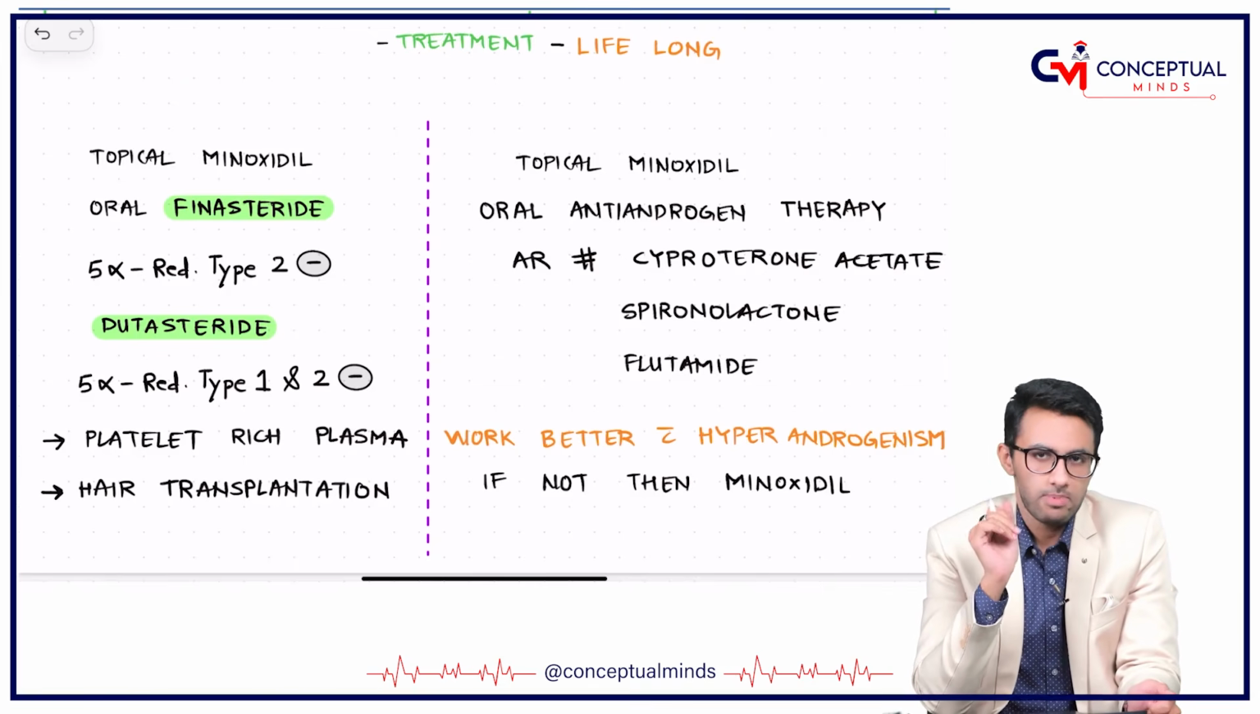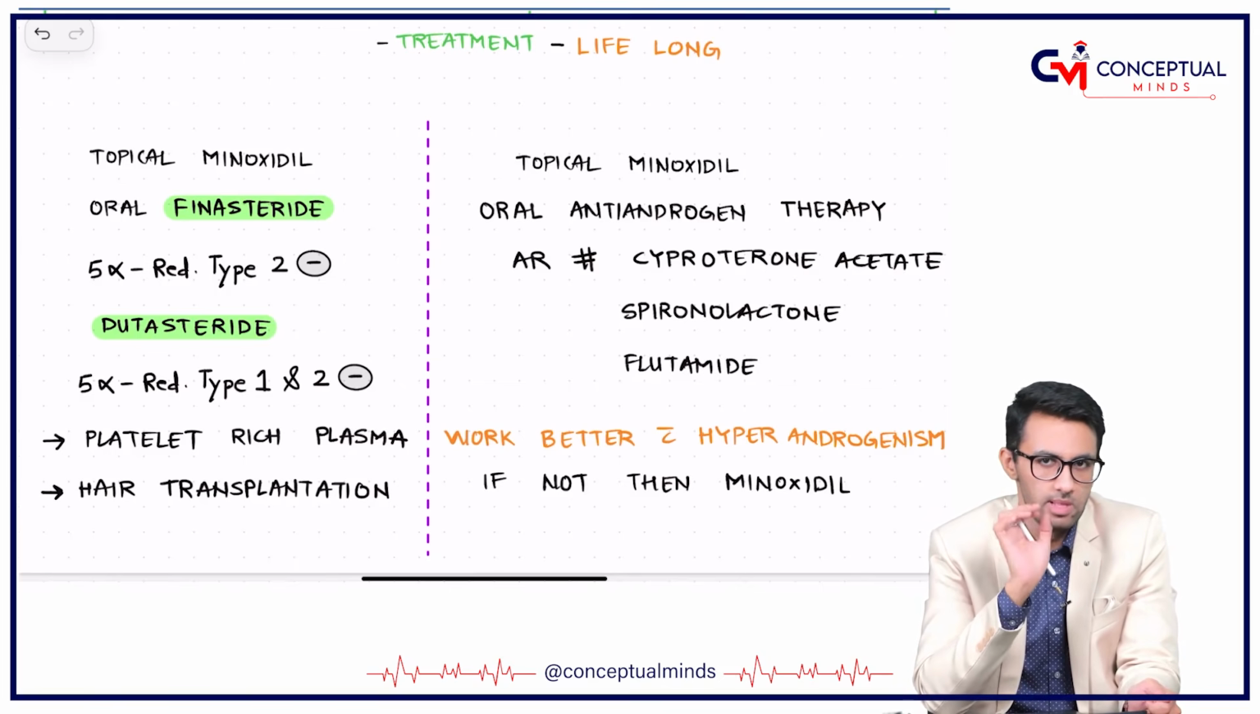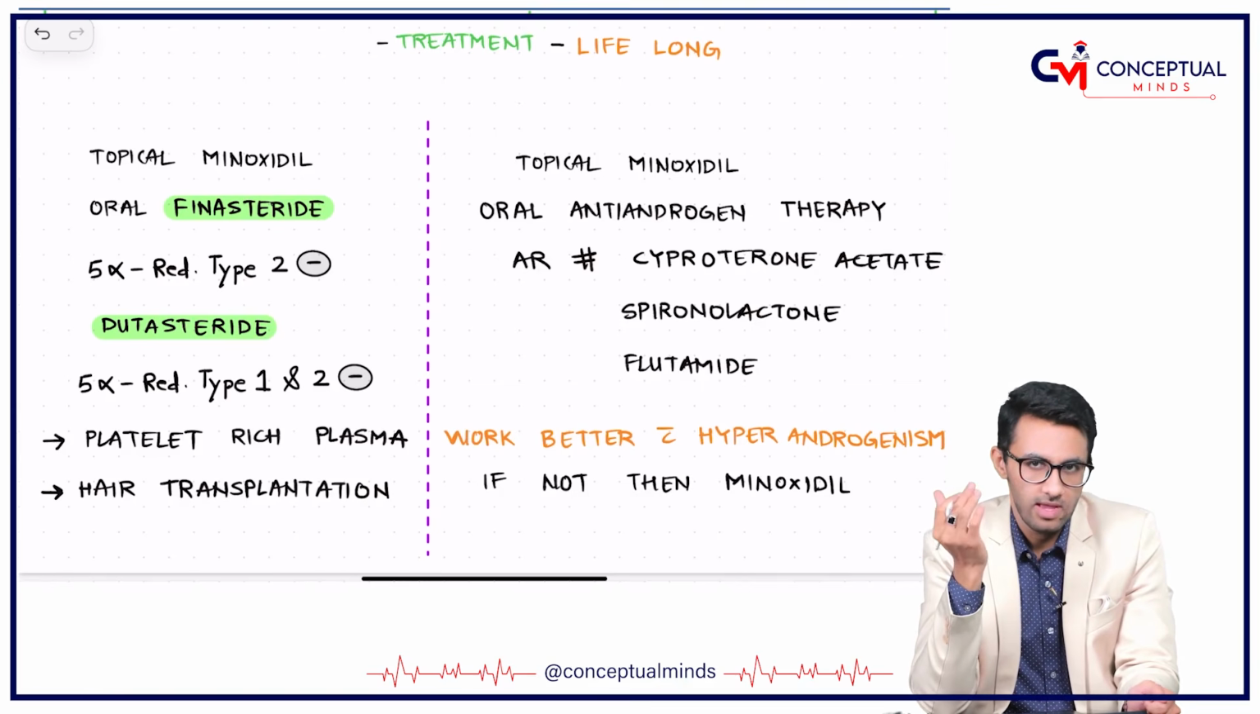So that was about the treatment plan for the males and females. For the males, we'll be using what? We'll be using minoxidil for both, and we'll be offering finasteride, dutasteride for the males. Then we can do PRP and hair transplantation. For the females, we have these androgen receptor blockers, and we will give minoxidil as well.